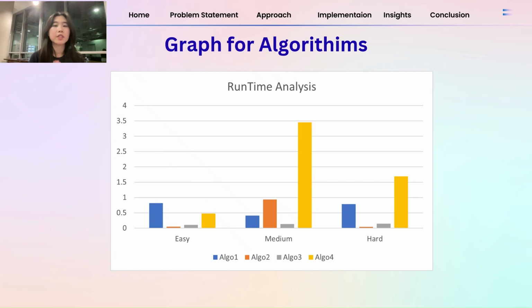So from this graph, this is a runtime analysis graph. We can see that the third algorithm, which is a hybrid approach of AC3 and heuristics plus forward checking and backtracking, achieved the highest success rate and the shortest average runtime across all difficulty levels. This proved that combining constraint propagation AC3 with smart search heuristics is far more efficient than using plain backtracking or local search alone.